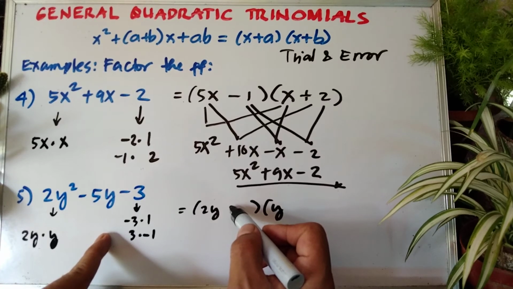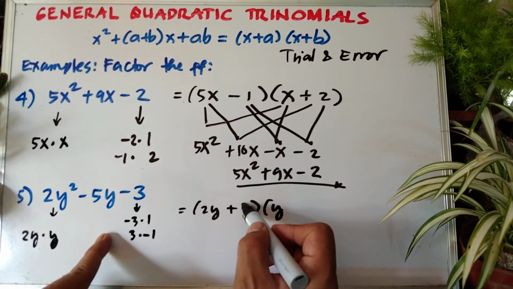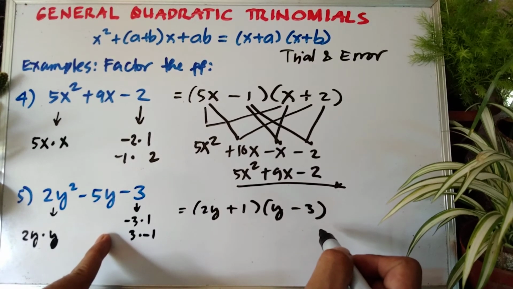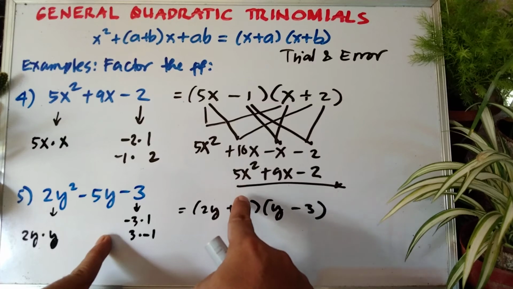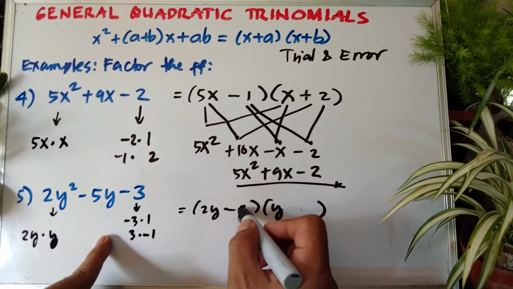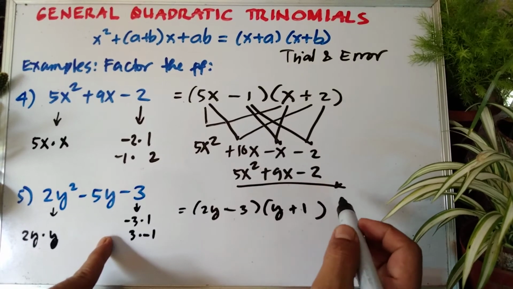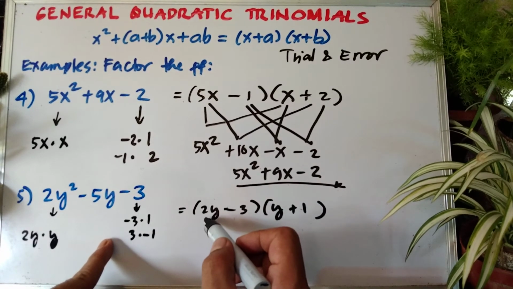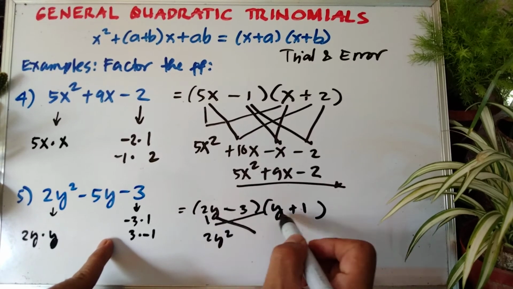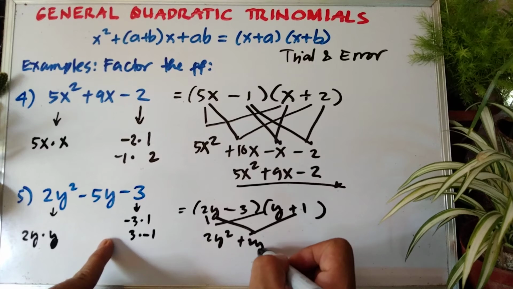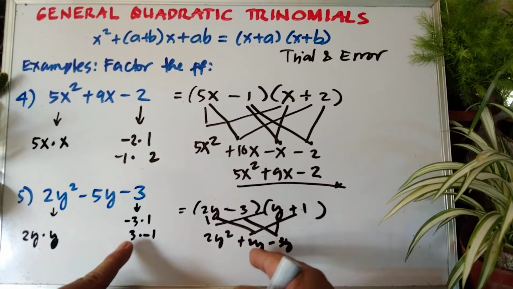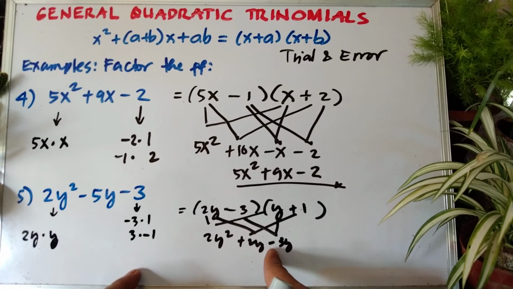It depends on you, class, how you pair them. If positive 1 is here and negative 3 is here, let's see. It depends. If this is how you pair them, okay, if not, then no. Let's pair it this way: here negative 3 and then positive 1. Okay, 2y. Check if we are correct. 2y times y, 2y squared. 2y times 1, plus 2y. Negative 3 times y, negative 3y. It's not correct, because 2 minus 3 is negative y.